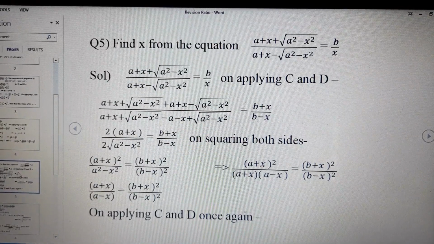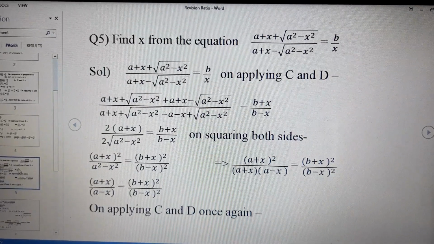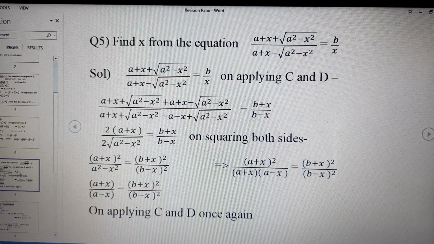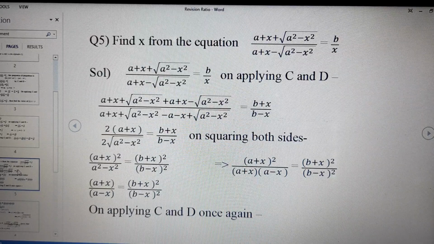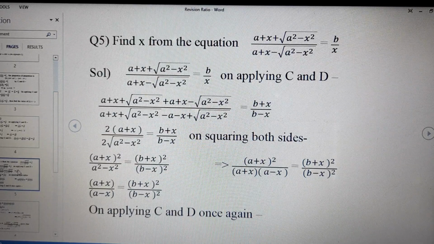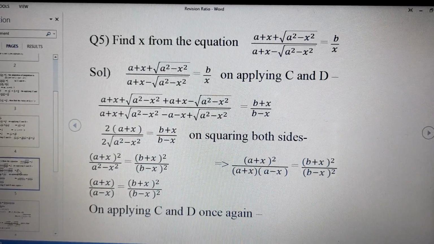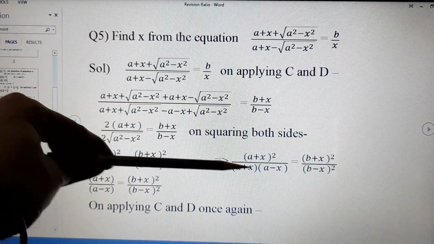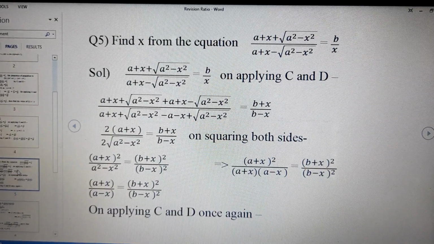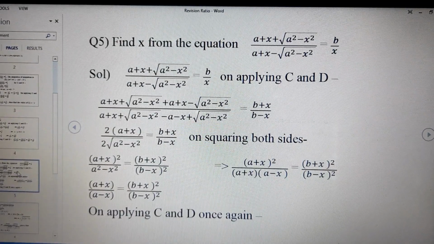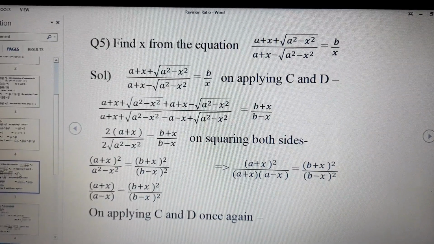Now here you have to be smart enough to see that it is a square minus x square in the denominator, which can be written as (a plus x)(a minus x), by using the identity a square minus b square is equal to (a plus b)(a minus b), this formula which you have studied in factorization. Fine. So here a plus x and a plus x, one bracket will be cancelled and we will be left with (a plus x) divided by (a minus x) in LHS is equal to (b plus x) whole square divided by (b minus x) whole square in the denominator.